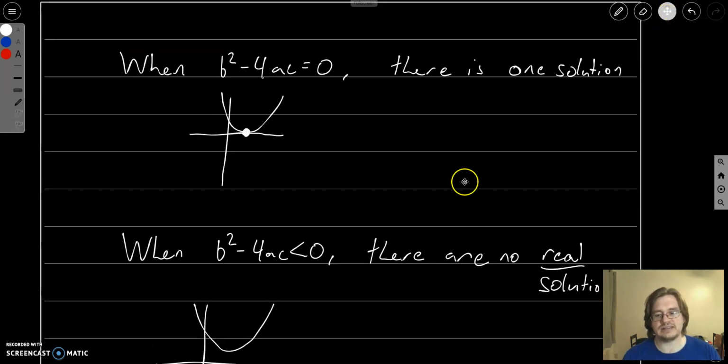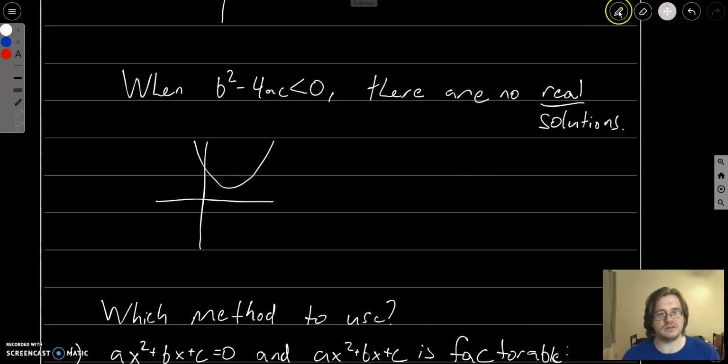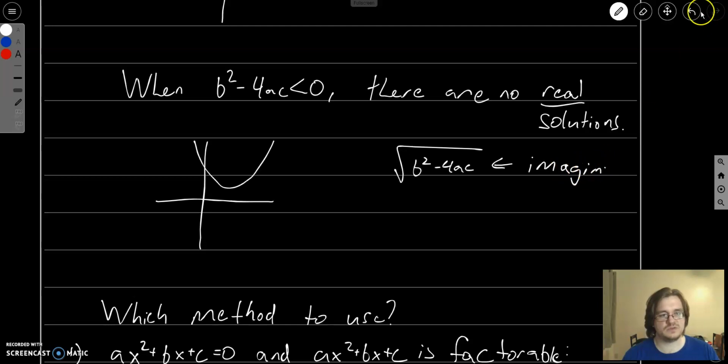And the last situation, which we saw a couple of examples ago, is when b squared minus 4ac is negative, which means that if I take the square root of that number, this is imaginary. So there are no solutions. The x-axis is never hit.